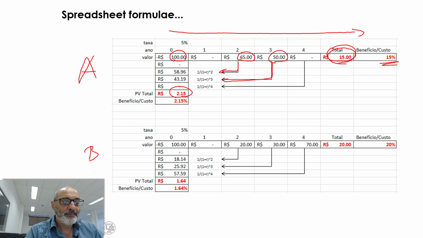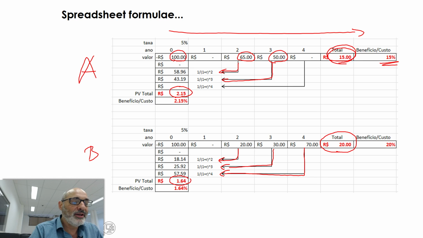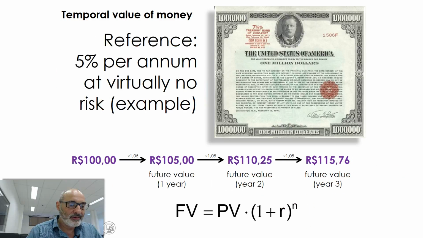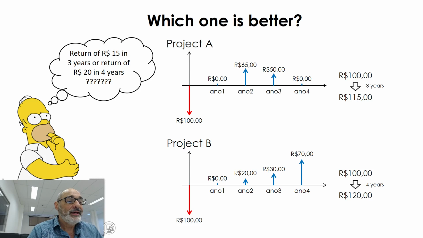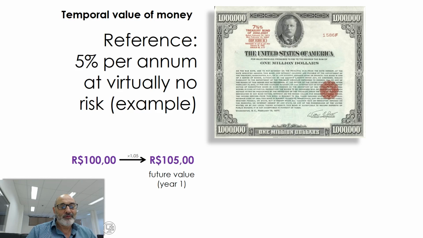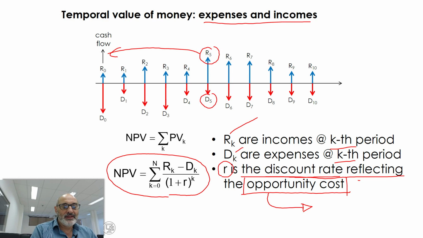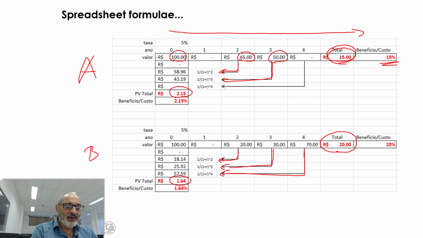Okay? In project B, we can do the same. We correct all the future values and send them back to the present. In project B, we thought we were having 20 reais in terms of profit, but actually we are having only 1.64. So it seems, I'm going back to Homer Simpson, it seemed that in project B we get more money even though we should wait more time, compared with project A. But correcting the future values, which represent the opportunity cost, we see that project B is not as attractive as it seemed in the first place.